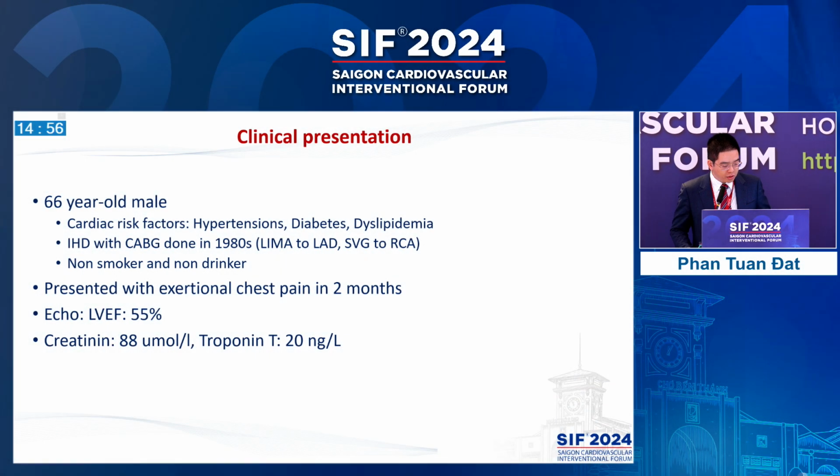So let me introduce. It's a 66-year-old male patient with a history of significant cardiac risk factors, including hypertension, diabetes, and dyslipidemia. Nearly 40 years ago, the patient underwent coronary artery bypass grafting with 2 grafts, LIMA to LAD and SVG to RCA. For the past 2 months, he had experienced exertional chest pain, and his echo revealed a preserved ejection fraction. His renal function, creatinine, and troponin were reassuring and within normal limits.